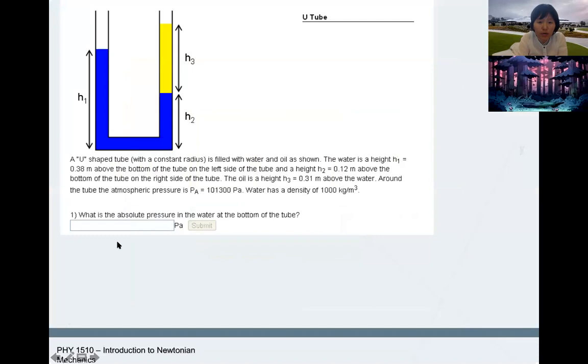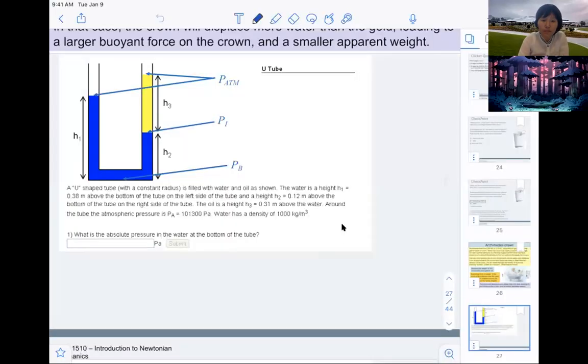Okay, so this is a question from the homework. For this, I will switch back to a tablet, which allows me to write and solve the problem on paper. So just one second. Okay, so this is the same question you were seeing.